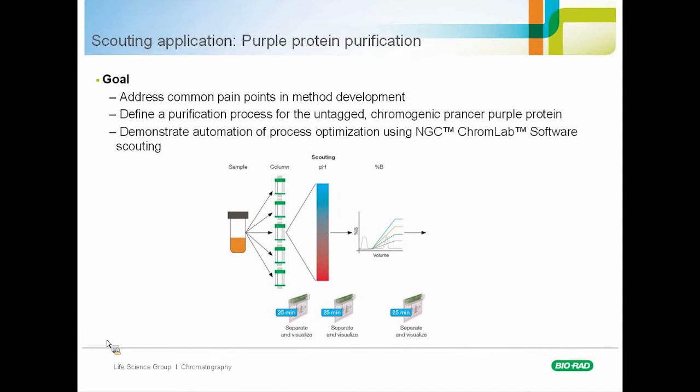So taking these principles, we've got an example. This was some work that was done internally, and this was to purify one of the proteins that's used in our molecular weight markers, the rainbow markers that we use for our gel electrophoresis. We had to try and isolate the chromogenic protein, Prancer purple, that has the purple fluorescence tag upon it. And we were looking for the best column, the best pH, and then the best elution gradient to isolate the target.